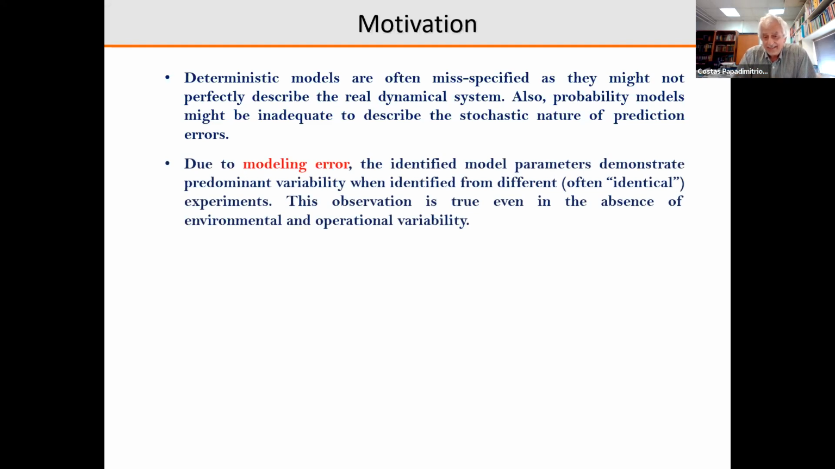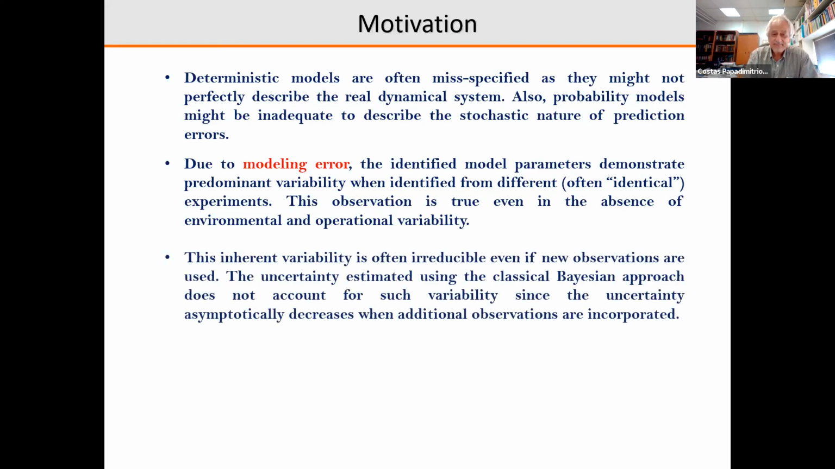And due to model error, if you have two different data sets and try to identify the model parameters, you'll find out that you'll get different estimates. So the identified model parameters demonstrate predominant variability when identified from different experiments. And here I will assume that there is no environmental variability, there is no operational variability, okay? Just the model error, the fact that my model is not representative of my system. This inherent variability is irreducible, even if new observations are used.